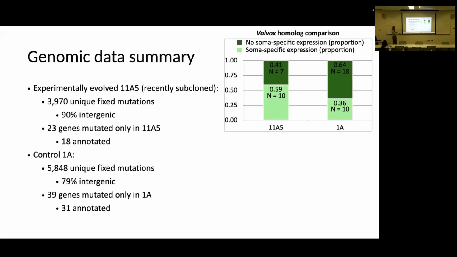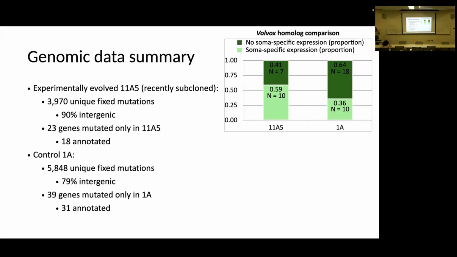I also saw that in the control line, there are fewer genes that are somatic specific that are mutated. That difference is not significant. And I think what's happening here is that in the controls, we're selecting for motility because we're propagating the colonies that are able to swim near the top. So we're selecting for things that have better flagellar motility, and all flagellar genes have somatic-specific expression.